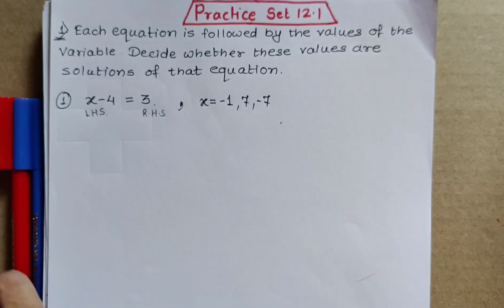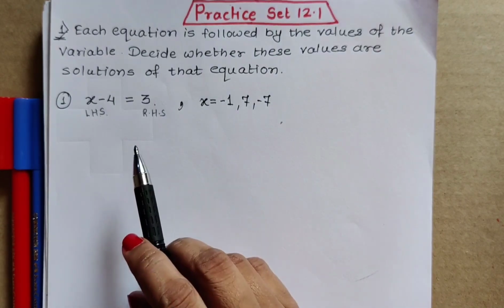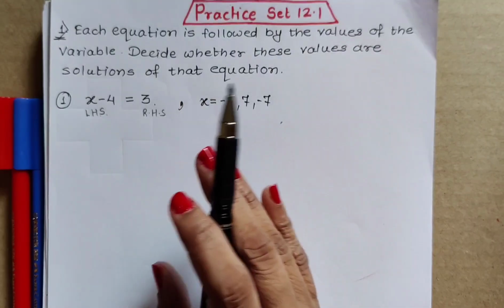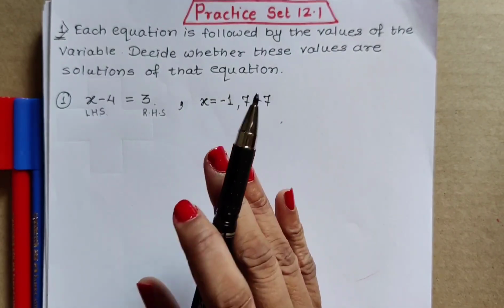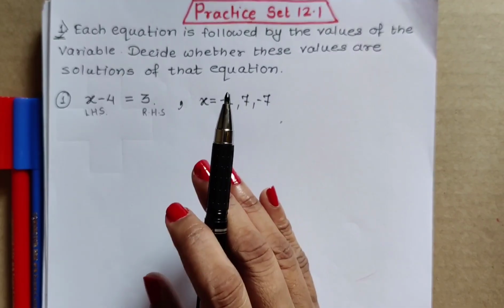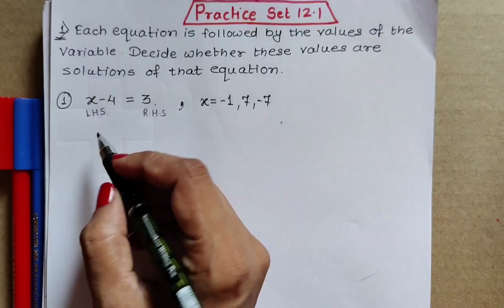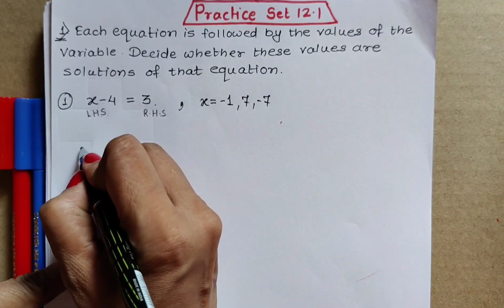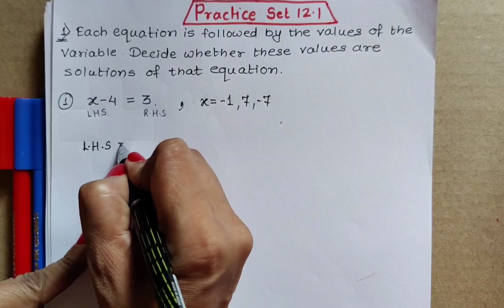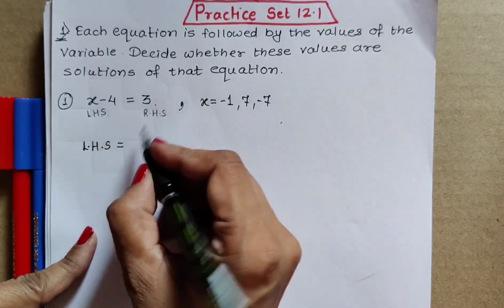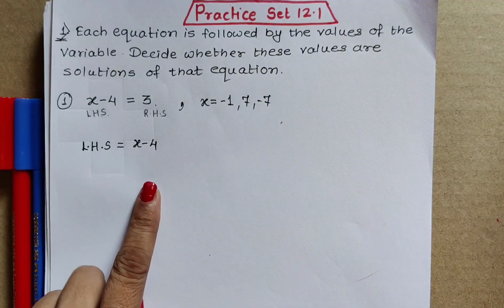So what we do, we solve the variable side. Always solve the variable side. If on both the sides variables are there, then we have to solve both the sides. But if only one side has a variable, we will solve that side only. So let us write the left hand side of the equation. What is the left hand side of the equation? X minus 4.